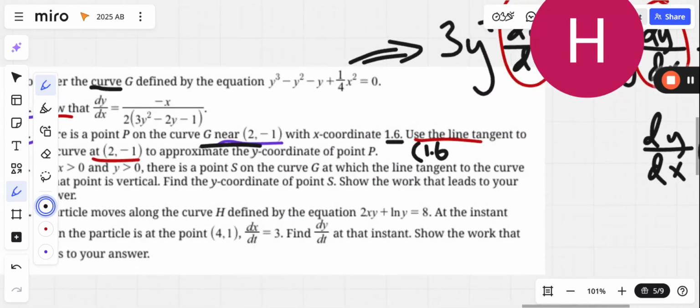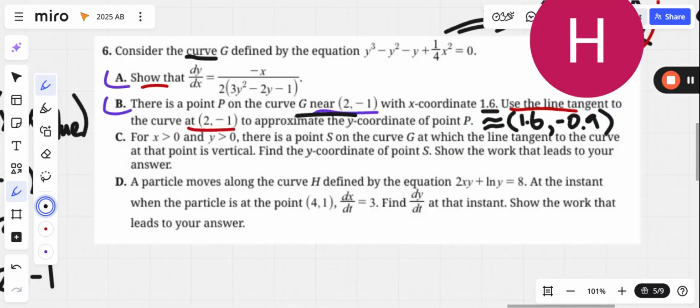You can write it wherever, you can write it there if you want to. That's what tangent lines let us do. They let us approximate values that are close to a curve. They don't give us the actual value, but they get us pretty close. All right, let's move on to part C.